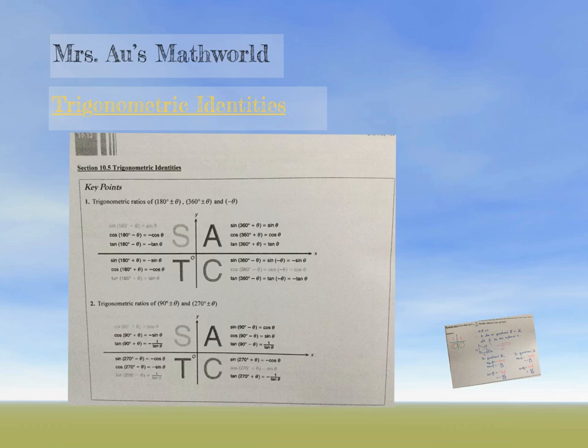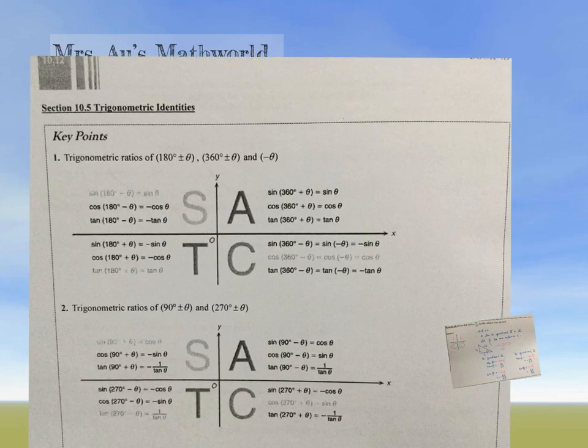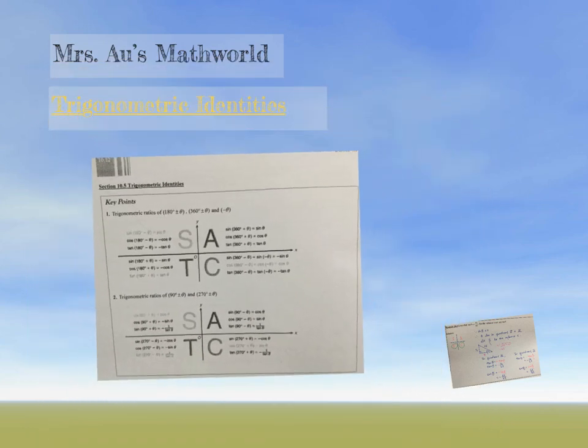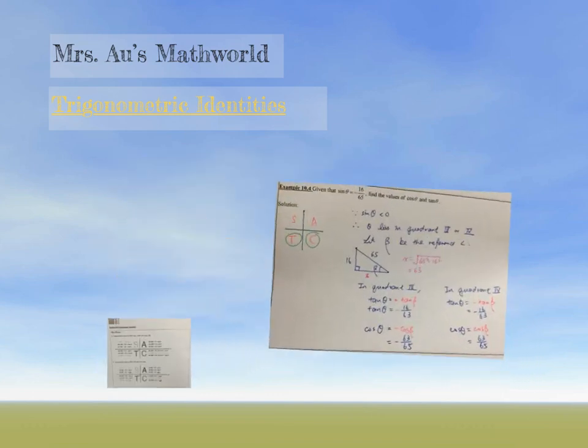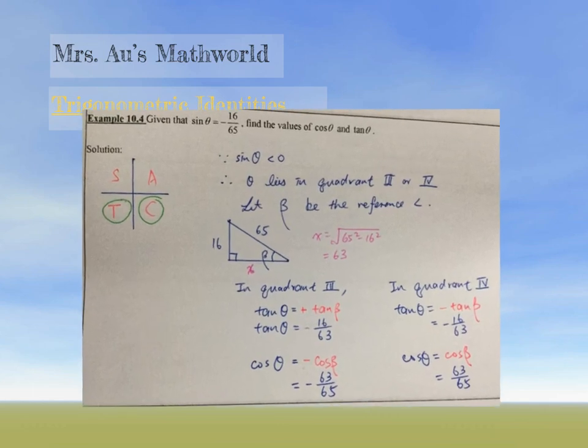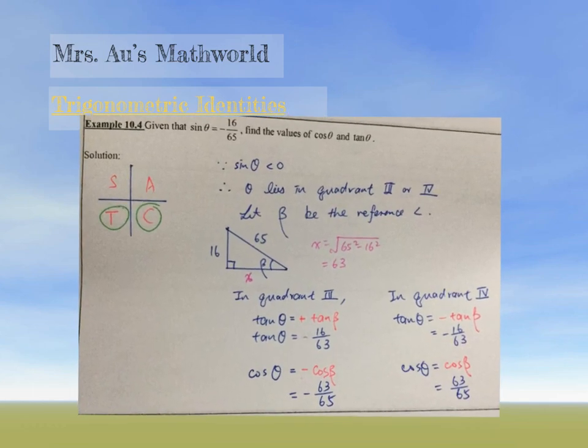Today we are going to have a look at the trigonometric identities, which is on page 10.12. Before we go on to how to check the identities, let's recall the example we did before to calculate the corresponding sine, cosine, and tangent.